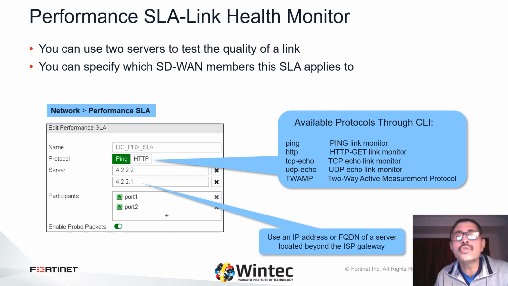The GUI provides two protocol options with which to perform the status check, ping and HTTP. But in the CLI, you can have 5 options. These options are ping and HTTP as in the GUI, but also TCP echo, UDP echo, and two-way active measurement protocol, or TWAMP, which is specific to FortiGate.